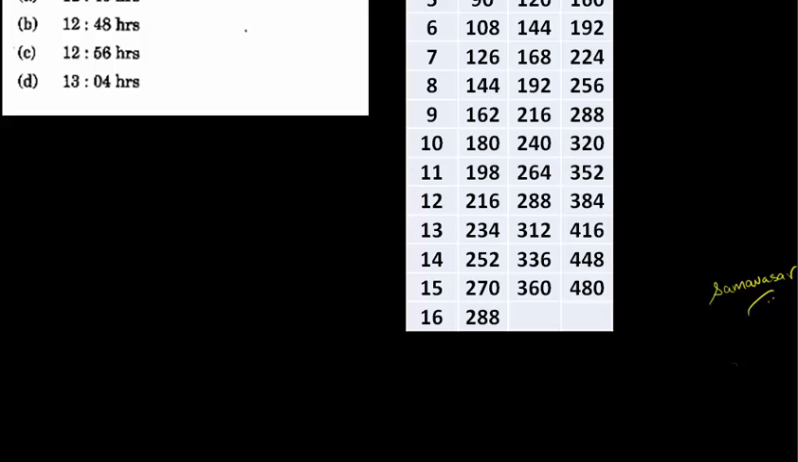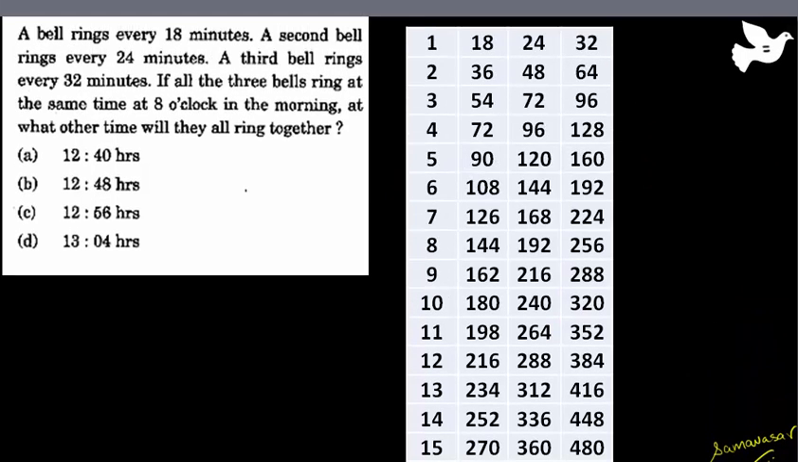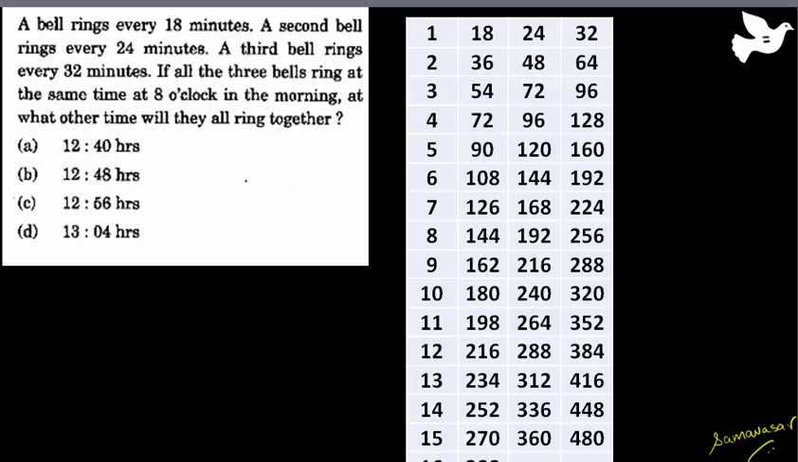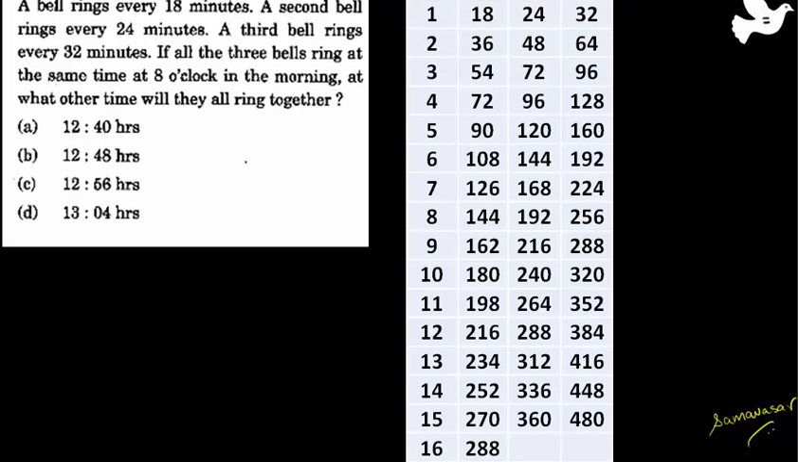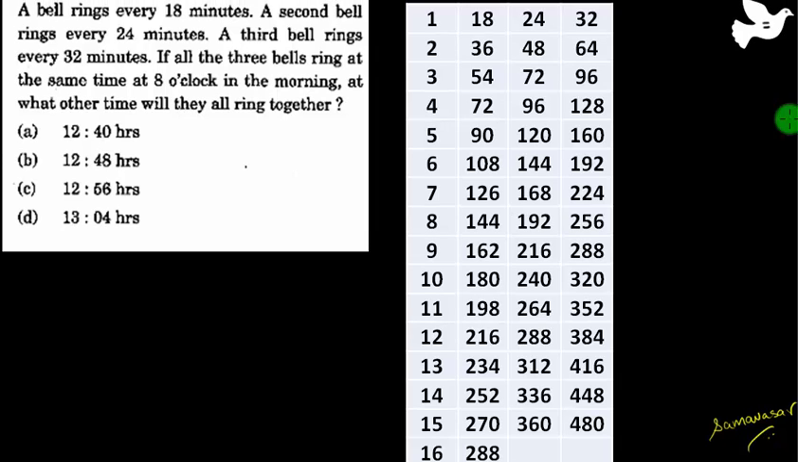Okay, now let's look at some very simple examples. This question is saying a bell rings every 18 minutes. A second bell, that is a different bell, rings every 24 minutes, and a third bell rings every 32 minutes. If all these three bells ring at the same time at 8 o'clock in the morning, at what other time will they all ring together?